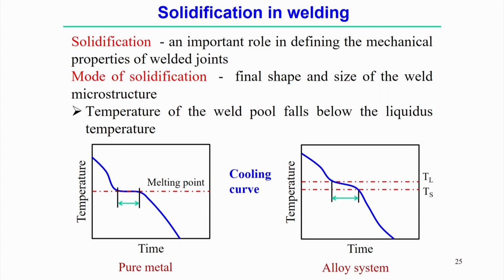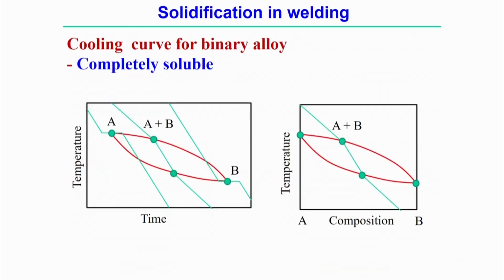The mixing of solid and liquid phases exists between the solidus temperature and the liquidus temperature. So, unlike a pure metal, the phase transformation from liquid to solid does not happen at a single temperature. Rather, it happens over a range of temperature. Within this range the phase change happens from liquid to solid, and this is the typical cooling curve or time temperature cycle for an alloy system. With this basic understanding of the cooling curve, we will try to explain the solidification behavior in the welding process.